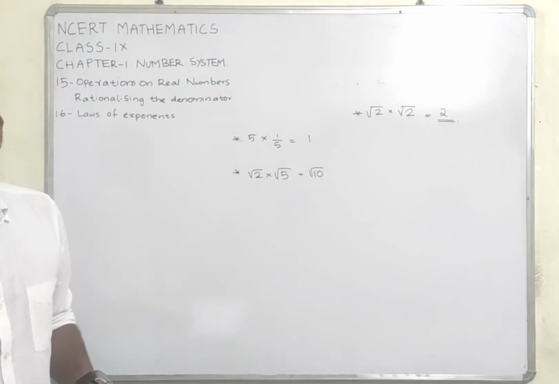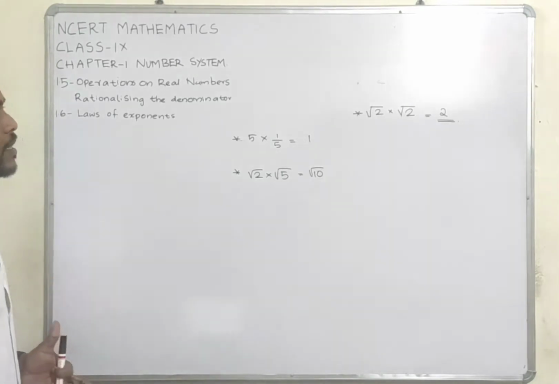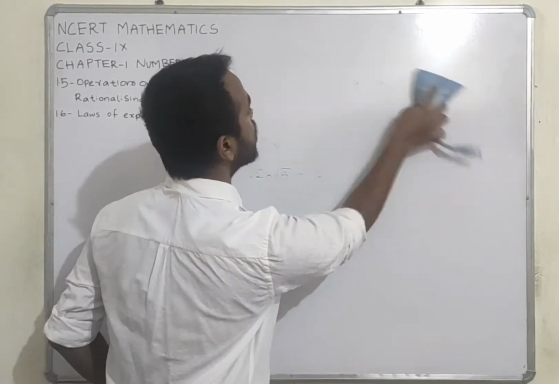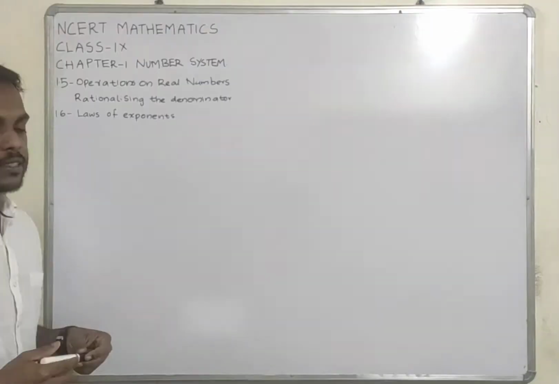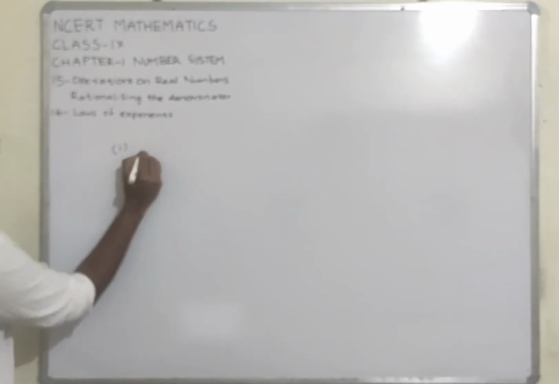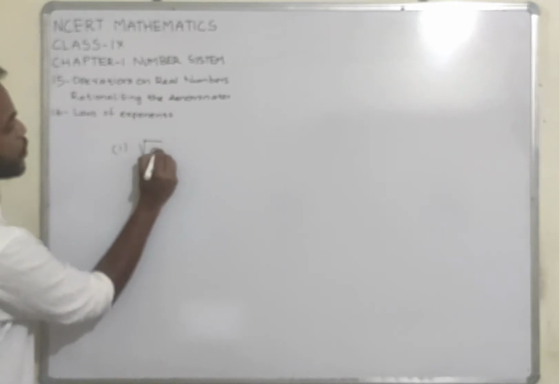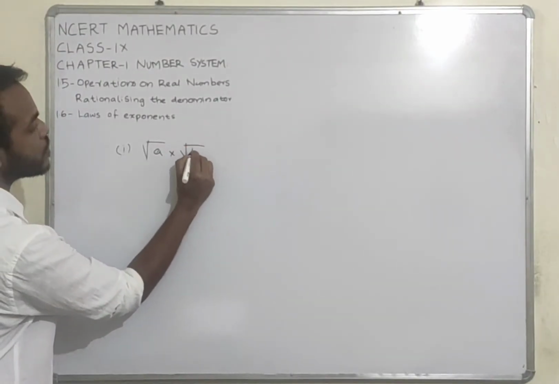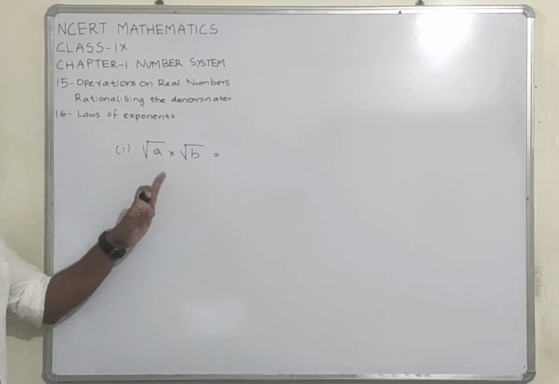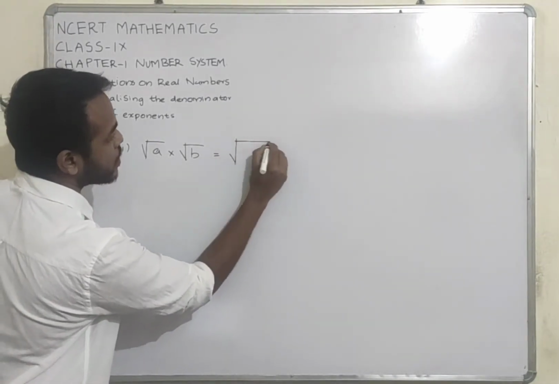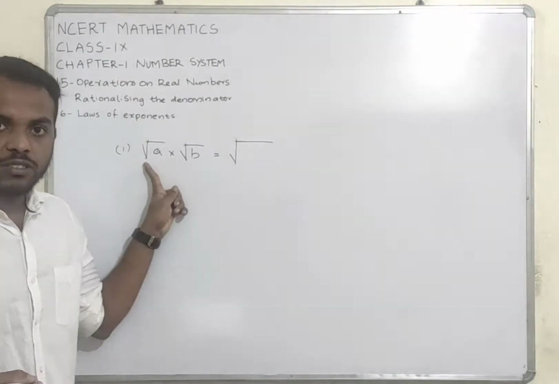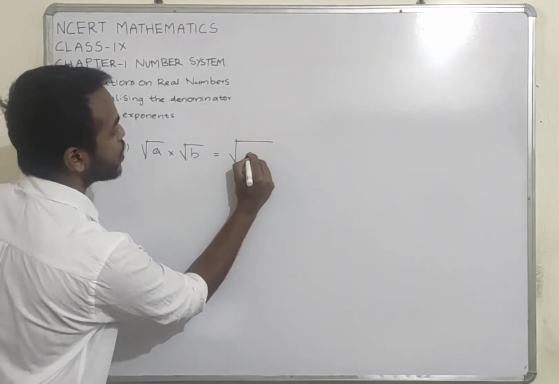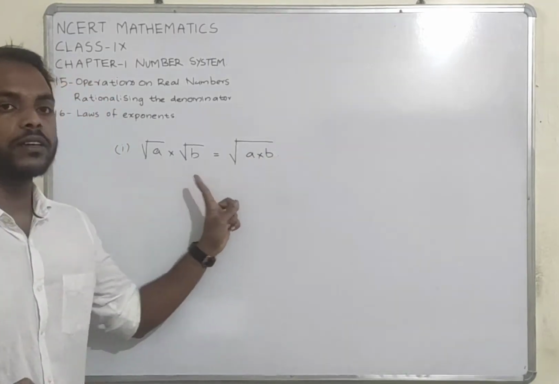Now moving on to the next part, identities based on square roots. This is an important portion, so everyone please listen carefully. We are going to get familiarized with some identities based on square roots. The first one is the product of two irrational numbers. If we have two numbers with roots that will be multiplied, then the root can be taken over the whole product, and it can be written like this.